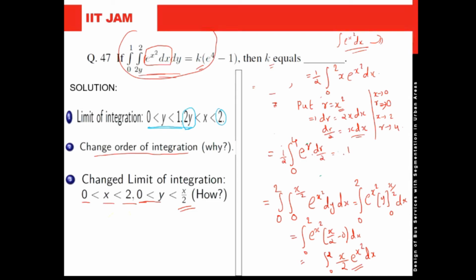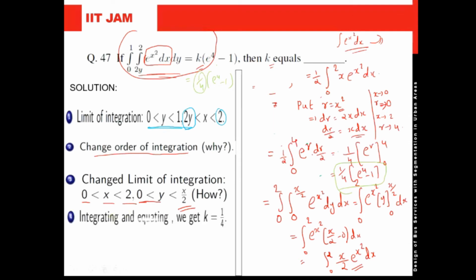You can take 1 by 4 outside, and if you integrate e raised to r, you will get e raised to r from 0 to 4, which is equal to 1 by 4 times e raised to 4 minus 1. So this is the answer: 1 by 4 times e raised to 4 minus 1. Therefore, the value of k is 100.